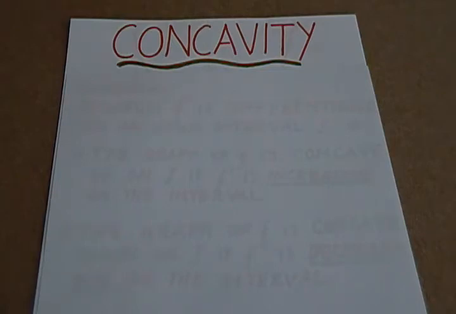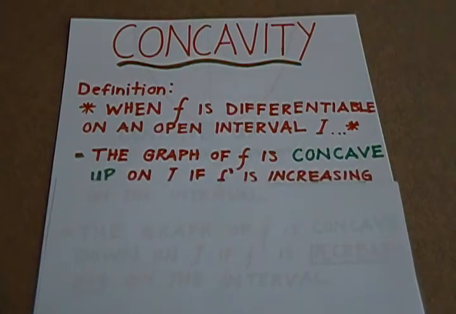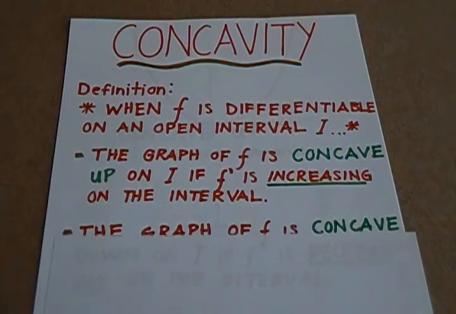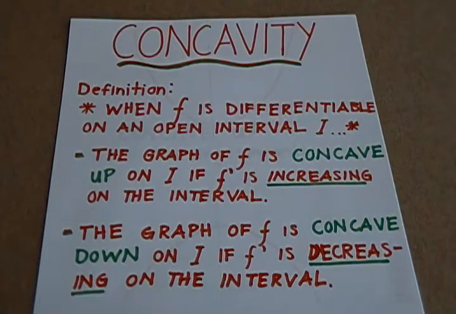So the mathematical definition of concavity is, given that f is differentiable on an open interval I, the graph of f is concave up on I if f prime is increasing on the interval. The graph of f is concave down on I if f prime is decreasing on the interval. In much simpler terms, concavity is basically determining whether a curve of a graph is facing upward or downward in a certain interval.